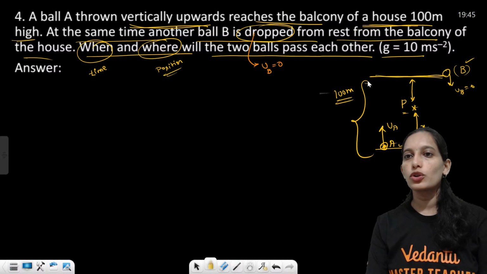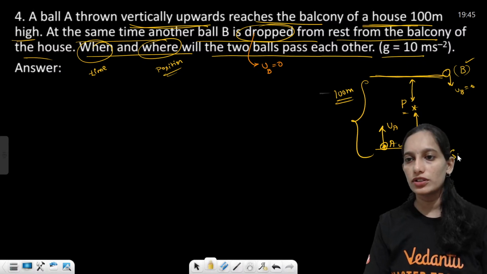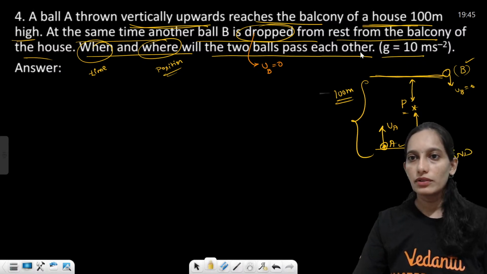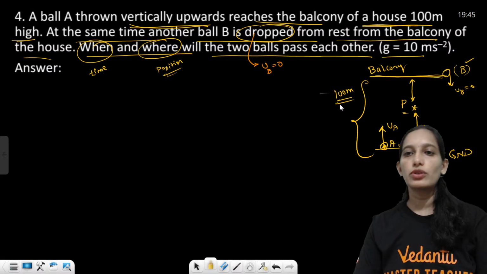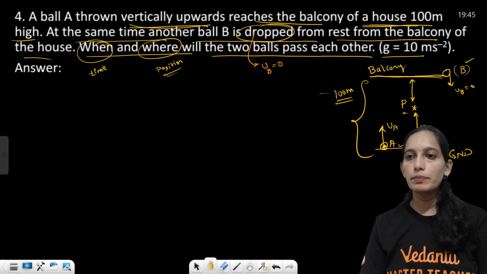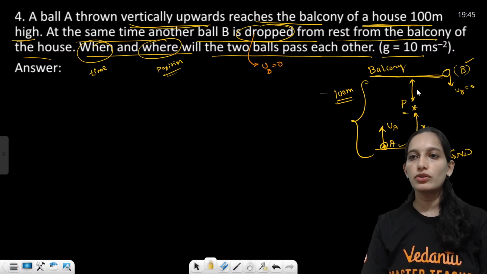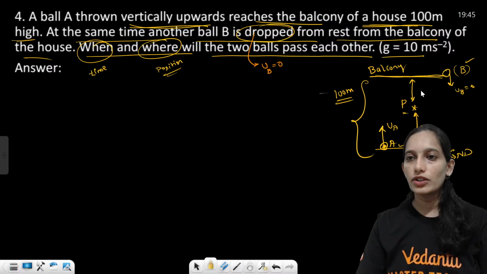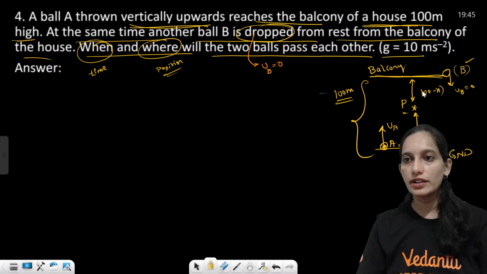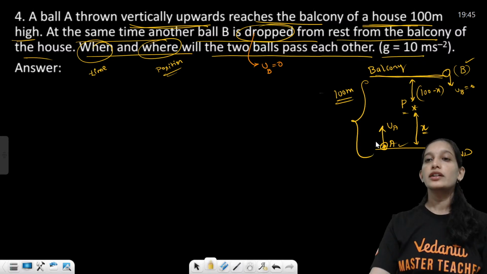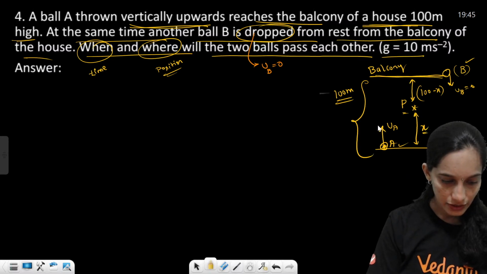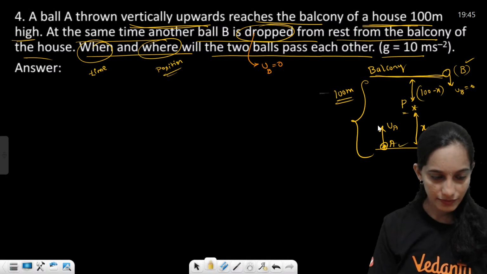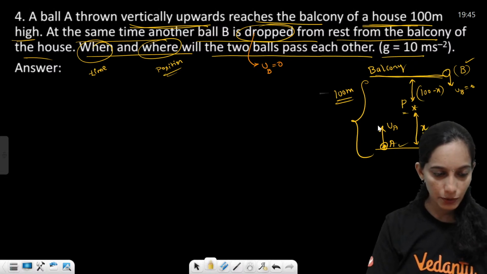So this is our ground, this is our balcony, correct? The ground to balcony height is given as 100 meter. Point P is at a distance of x from the ground. So from the balcony, what will this distance be? This is 100 minus x. So balcony to P will be 100 minus x. Hope you got it. Give me a response in the chat box.